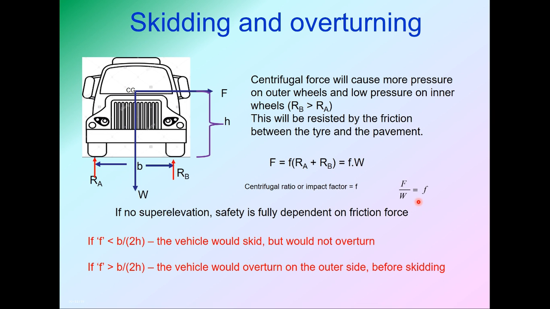So centrifugal force or impact factor should be equal to f. If there is no superelevation, then safety is fully dependent on friction, friction between the tire and the pavement. And it says that when the centrifugal ratio attains a value equal to the coefficient of lateral friction, there is a danger of overturning. So if f is less than b upon 2h, the vehicle will skid, but it will not overturn. But if f is more than b upon 2h, the vehicle will overturn on the outer side before skidding.